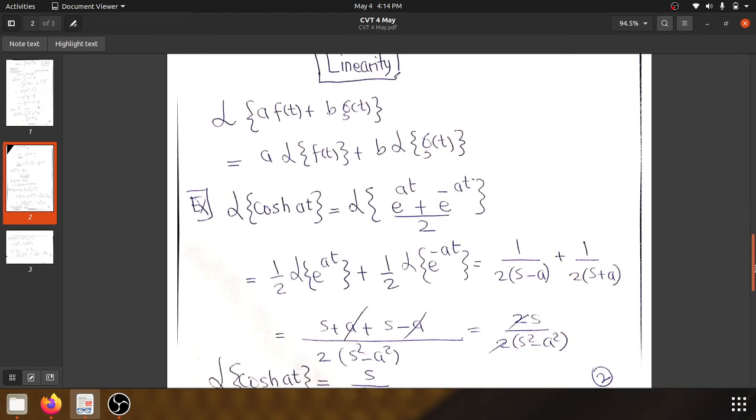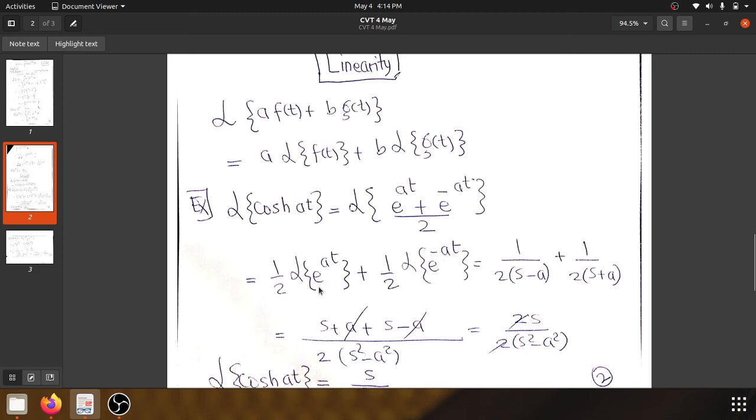Let's see what the benefits of this linearity property are. Let's find the Laplace transform of cos hyperbolic at. Cos hyperbolic at can also be written as e to the at plus e to the minus at, divided by 2. Applying the linearity property on this function, this is 1 by 2 Laplace transform of e to the at plus 1 by 2 Laplace transform of e to the minus at.